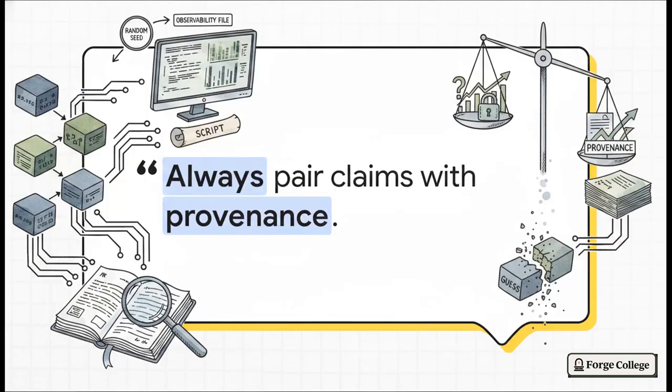If you take a screenshot of anything in this explainer today, absolutely make it this quote. Always pair claims with provenance. This is the golden rule of your capstone report. Every single number, every percentage, every claim in your report must have a direct link back to the exact script, the random seed, and the observability file that actually generated it. Because a claim without provenance, well, that's just a guess.